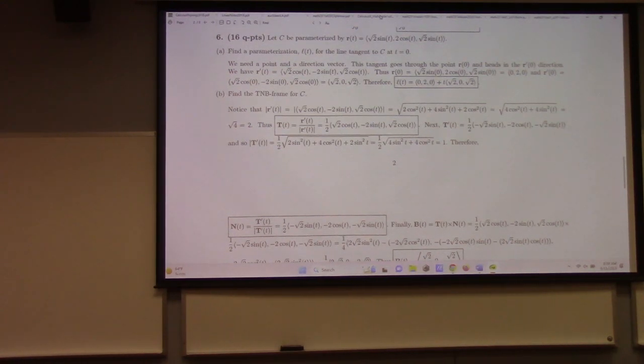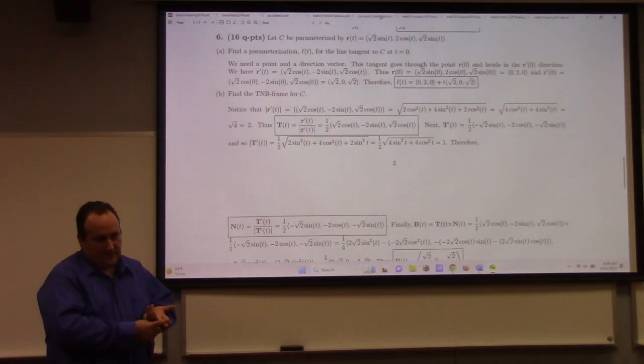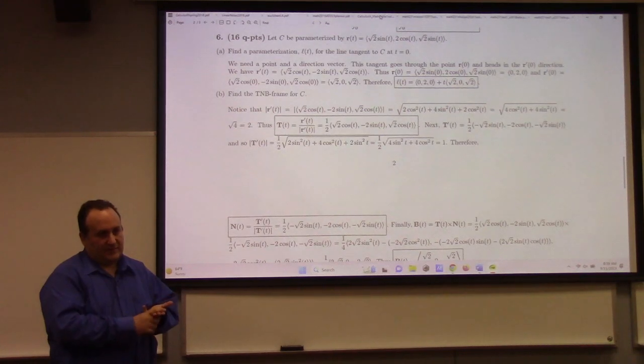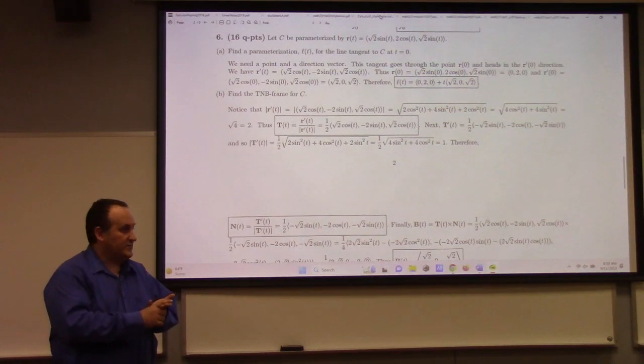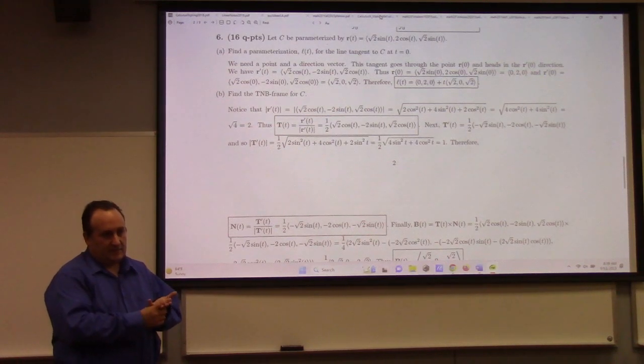You face the music. You start with the position vector, you differentiate, you get the velocity vector. You normalize that to get the unit tangent. You take that, you differentiate that, that gets you the derivative of the unit tangent. You normalize that, get to the normal. Once you have that, you take the cross product of T and N to get B. That's how you do it.